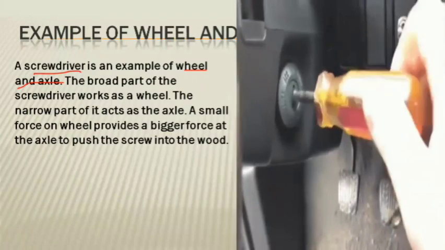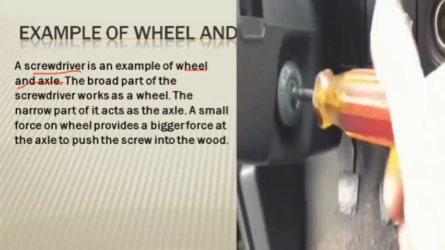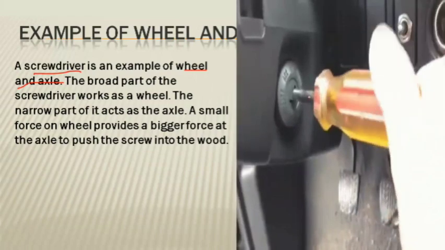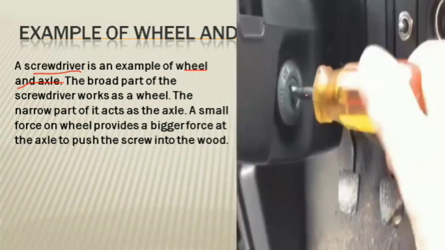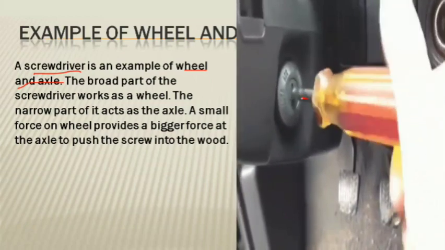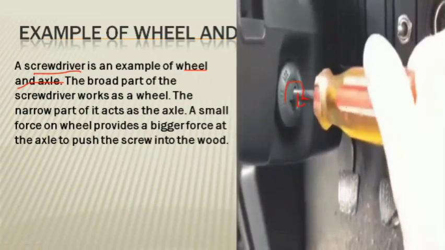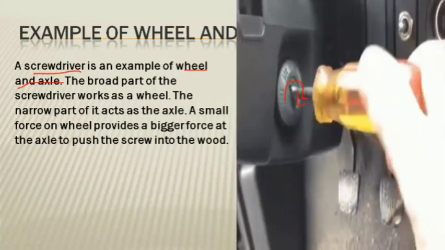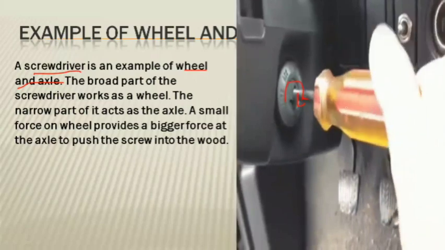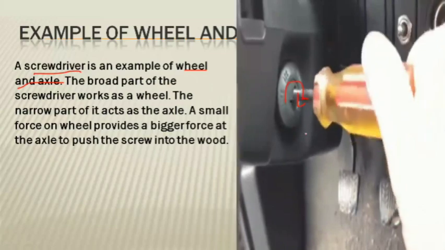The wheel has a larger diameter, and the axle has a smaller diameter. When we apply a very small force on the wheel, what will happen? The wheel provides a bigger force on this axle, and it pushes the screw inward. So that is the use of it, we can say, for the load. We have to take the heavy load.